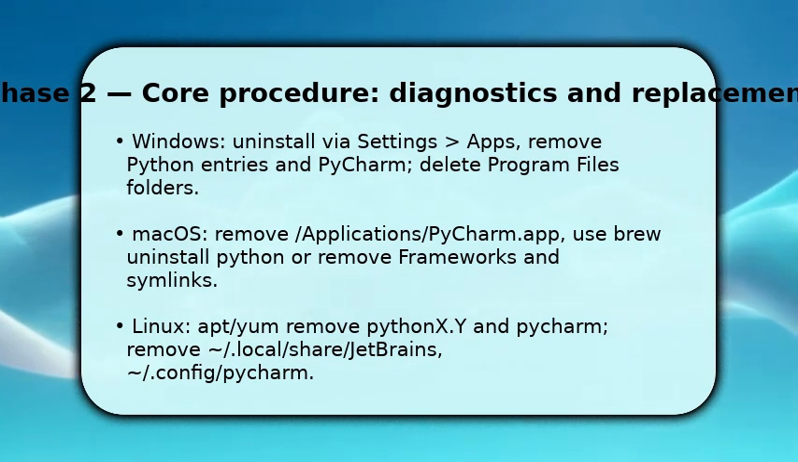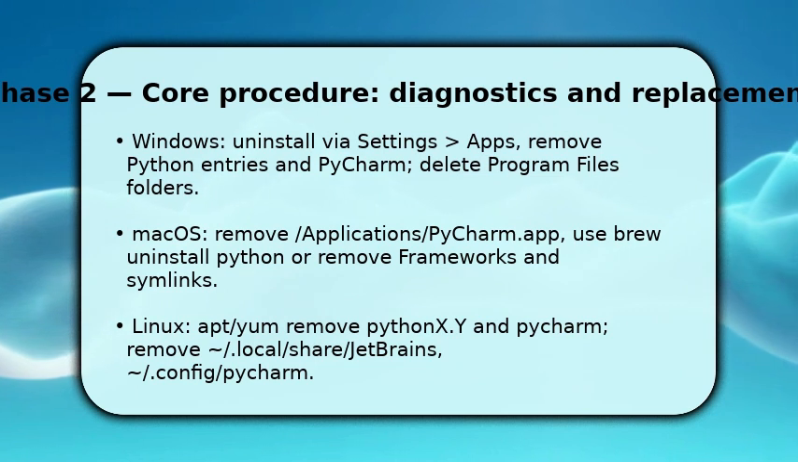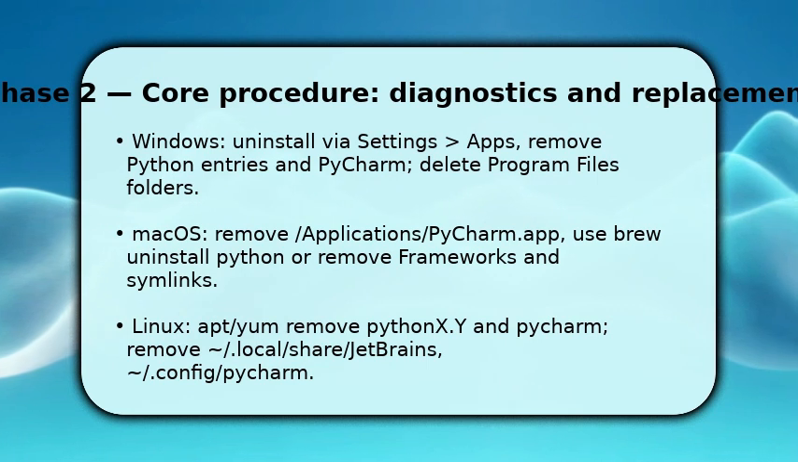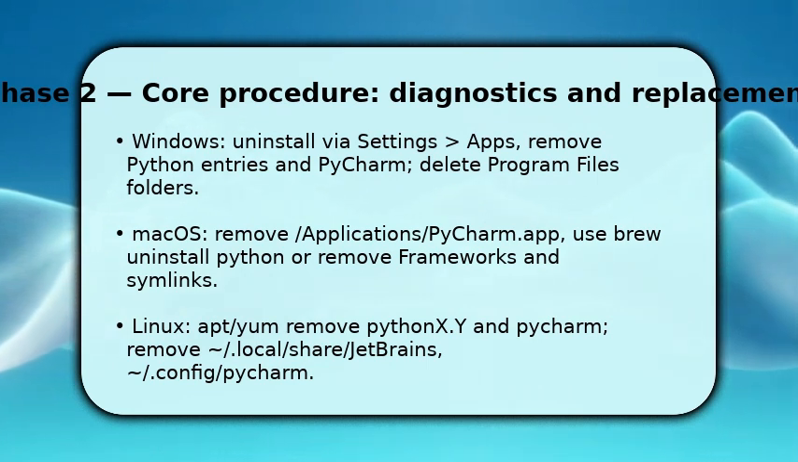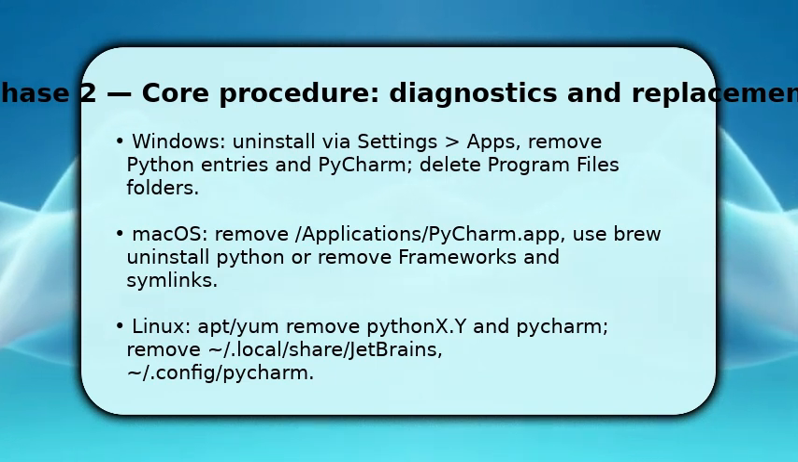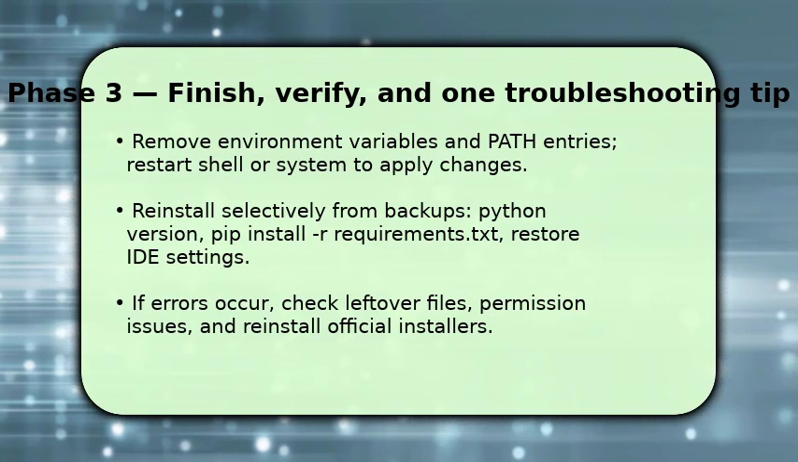/Library/Frameworks/Python.framework and related symlinks. On Linux, run sudo apt remove python x.y, and snap or tarball removal for PyCharm, also delete ~/.local/share/JetBrains and ~/.config/JetBrains. You finish by cleaning residual files.